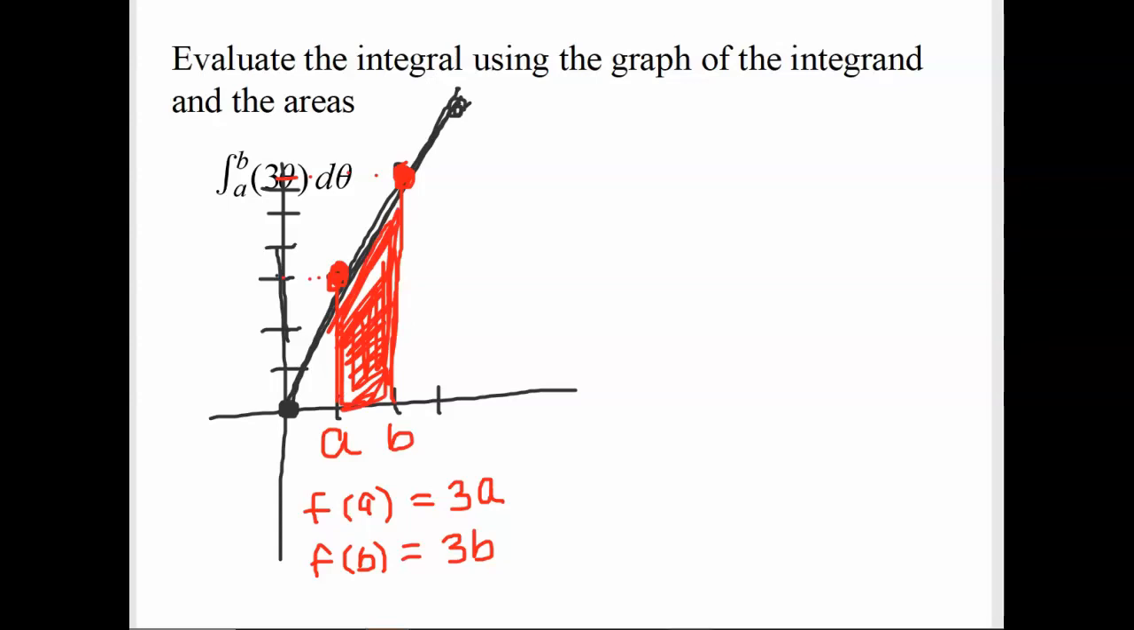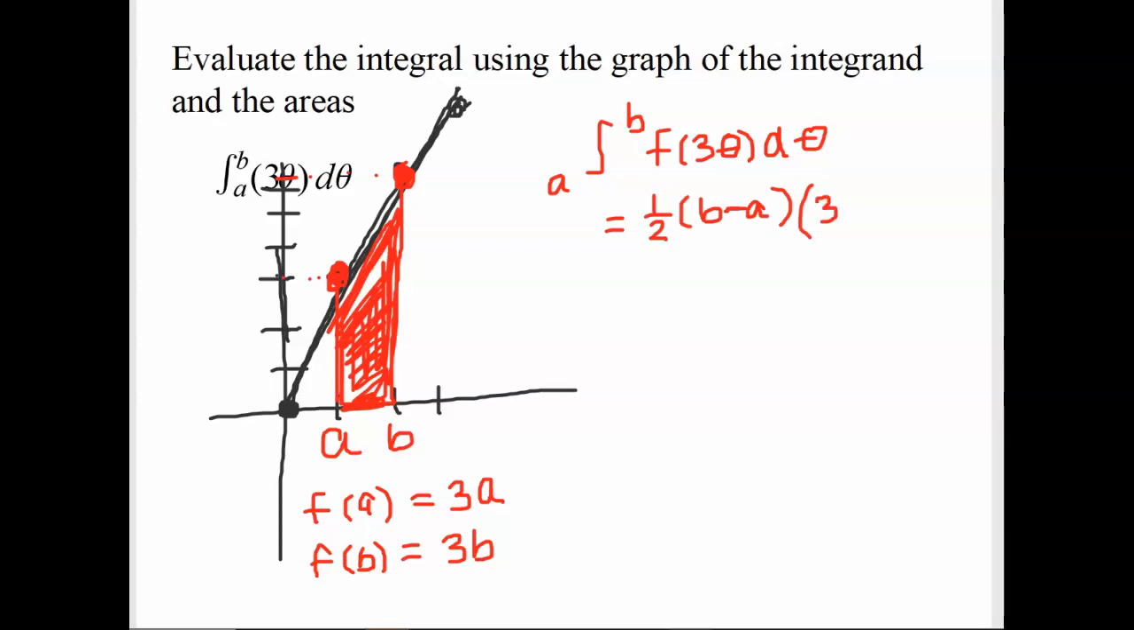So the integral from A to B of 3 theta d theta is really equivalent to 1/2. The height would be B minus A. And then the bases would be 3A plus 3B. And that's why I was saying in calc, this is general. Usually we have numbers for B minus A or numbers for A and B.